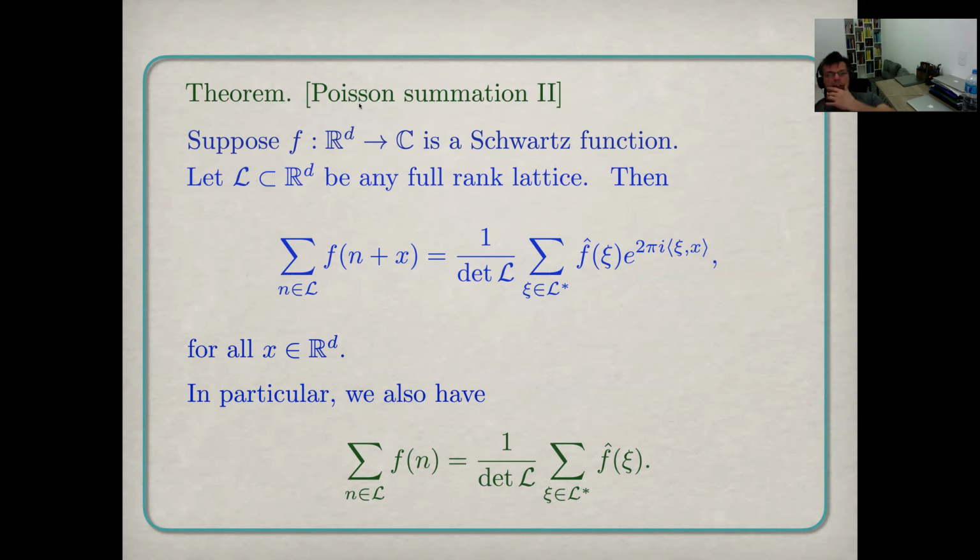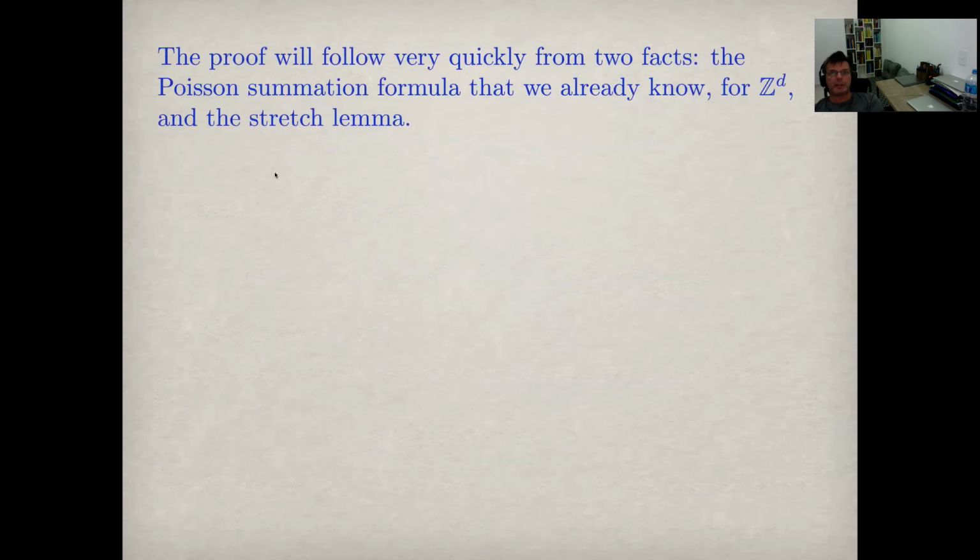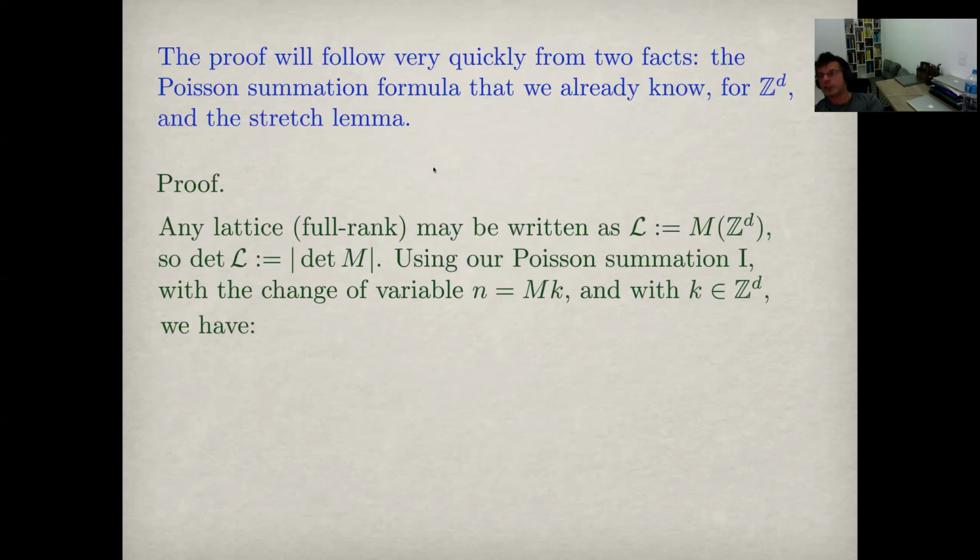Okay, here's again what we want to prove next, the Poisson summation formula for lattices. And now we understand what a lattice is. Now we understand what a dual lattice is, so this makes sense. And so let's go for the proof. It'll follow quickly from two facts. One is the Poisson summation formula that we already know, namely for the integer lattice, and two, the stretch lemma, which we studied already.